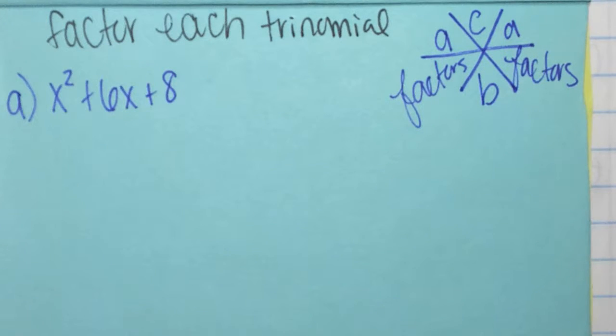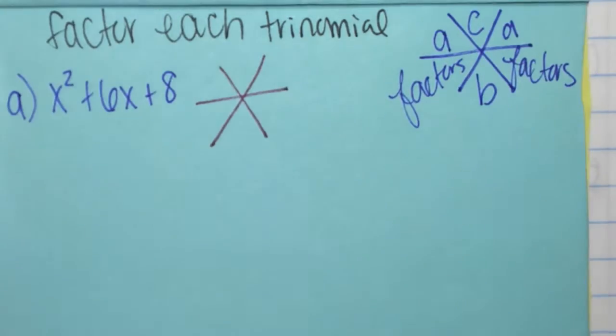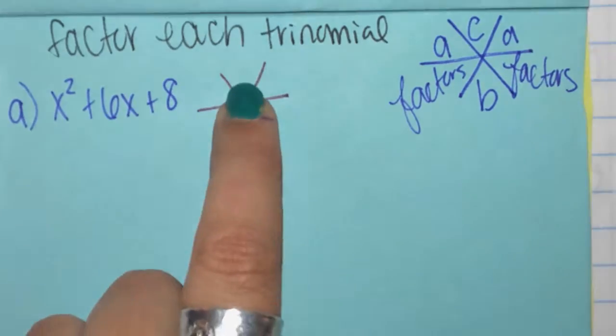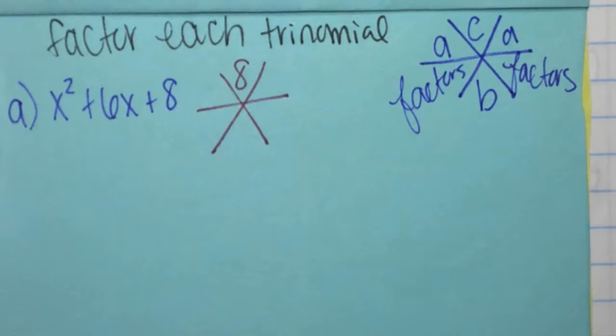That's good. Can everybody see? Alright, everybody draw your star. Alright, what goes in the top? 8. 8, which is C. I mean, C, which is 8.